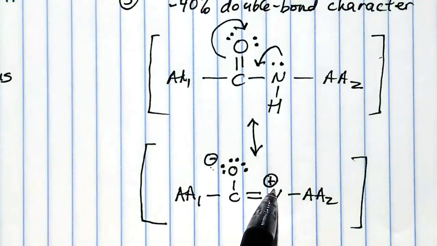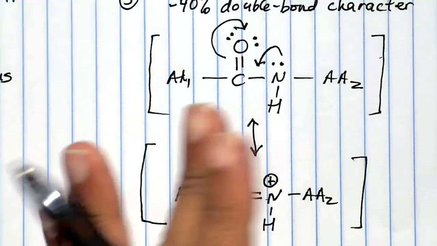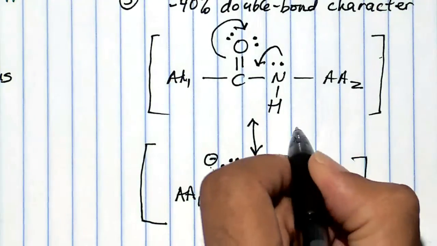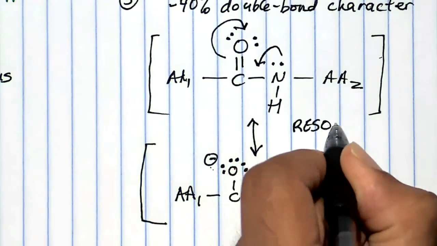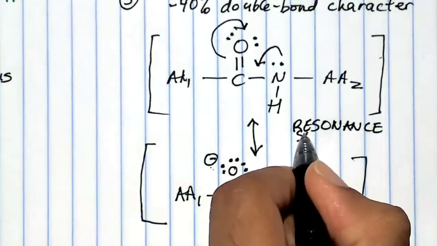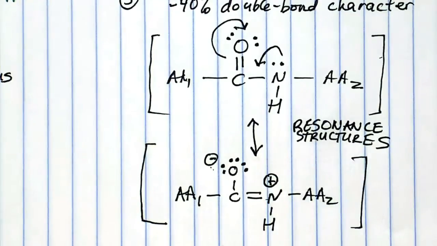This minus cancels out with the plus. We can't have any charges anywhere. They have to all be accounted for. So this is a zero net charge. That's a zero net charge. This is a resonance across the peptide bond, a resonance structure. We have two resonance structures here, okay?